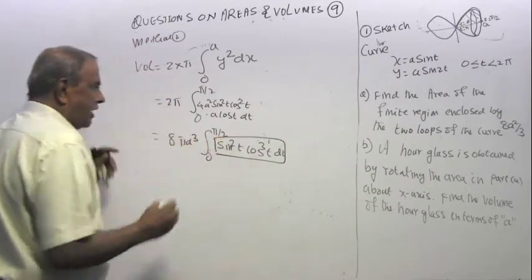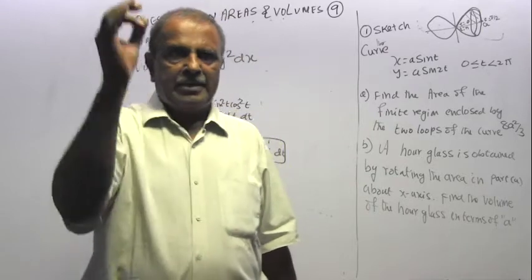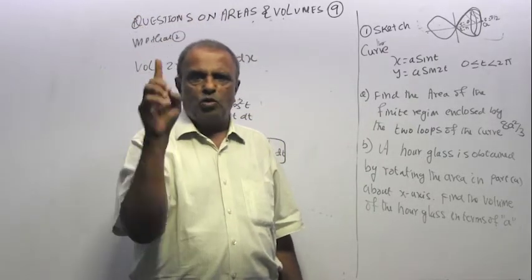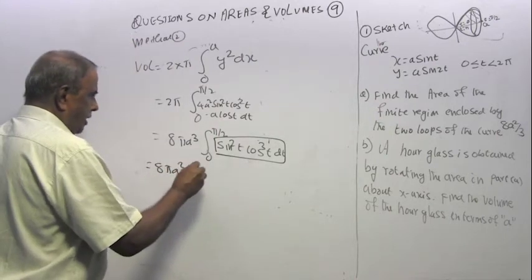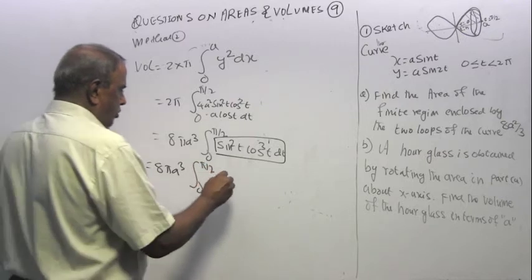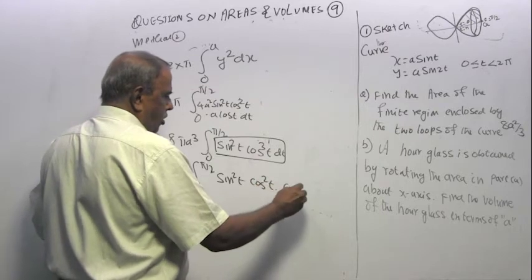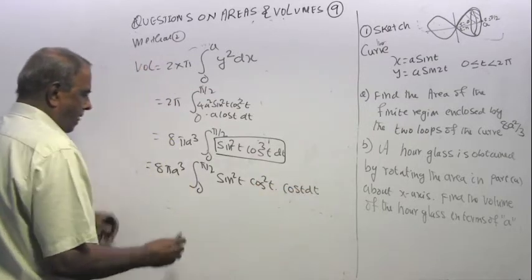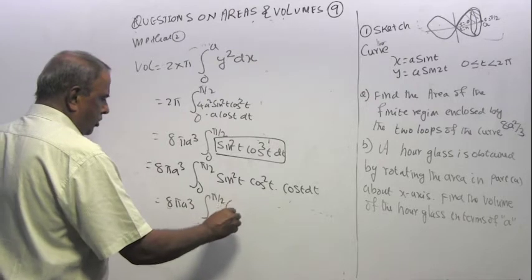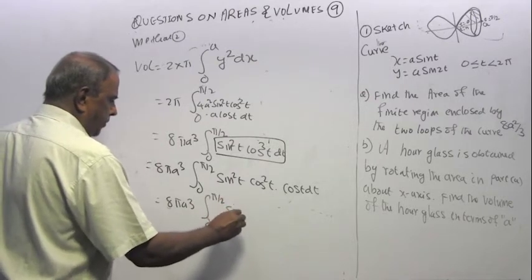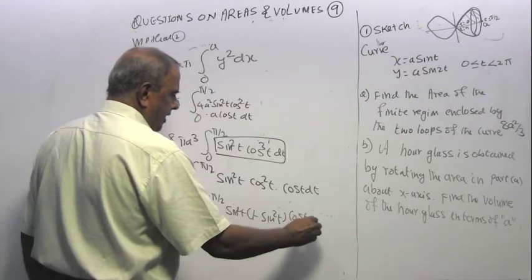This has an odd and an even power. Remember, at least one odd power. Split the smallest odd power into one and an even power. So it becomes 8 pi a cube integral 0 to pi over 2 sin square t cos square t and cos t dt. That becomes 8 pi a cube integral 0 to pi over 2 sin square t times 1 minus sin square t times cos t dt.